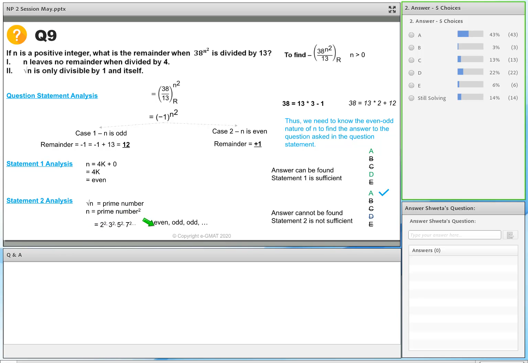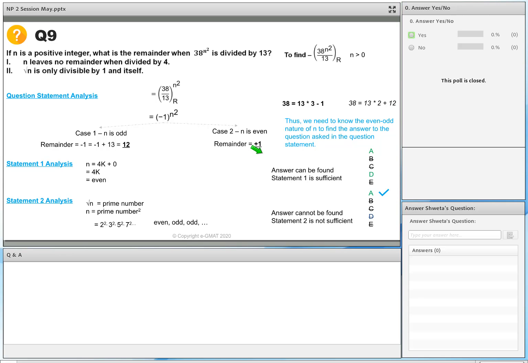Now if it is 2 squared, it's even. Otherwise, it's odd. So even now, I have no idea about whether n is odd or even. And that's why I can't say whether my remainder is 12 or 1. So the second statement is insufficient. You cannot get the remainder here.